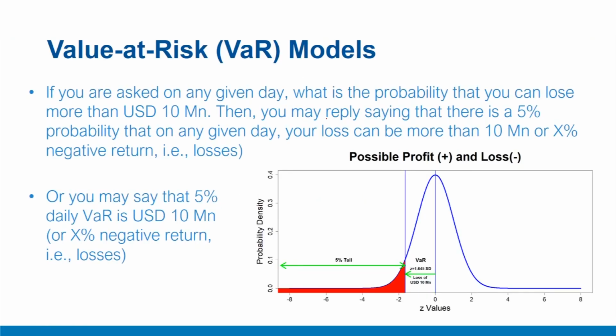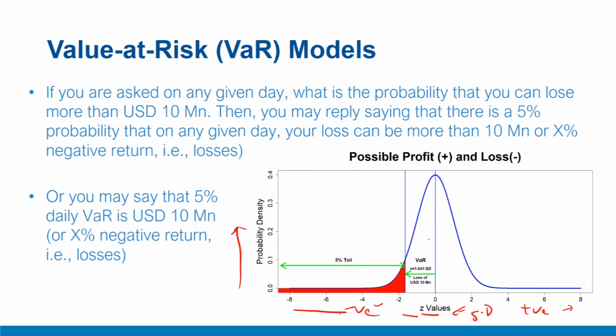If you are asked on any given day what is the probability that you can lose more than $10 million, then as a first step you'll try to plot your returns from negative returns to positive returns. These are your losses and these are your gains. And then on the vertical axis you have frequency or probability density of returns. Often it is said that this kind of graph can be very nicely represented by a normal or standard normal distribution. If you are using the standard normal distribution, then on the x-axis you have what we call z values or units in terms of standard deviations. This is a very effective way of representing the probability density distribution of a variable like return.